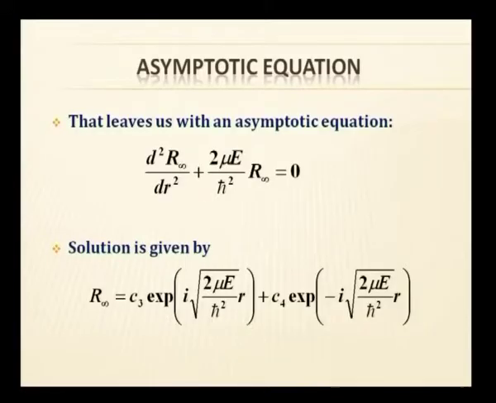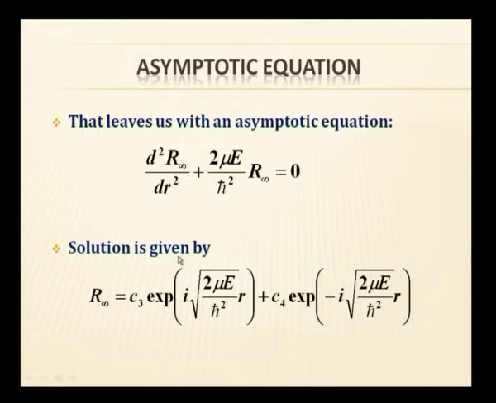The former one will lead to what is called infinity catastrophe. It will say at infinity the probability of finding the electron is large, which is unphysical, because the hydrogen atom has a finite size. Therefore, the wave function should be exponentially decaying. Now, these things are taken care of here. So, the above equation leads to an asymptotic equation of this kind: d square R infinity by dr square plus 2 mu E by h bar square R infinity is equal to 0.